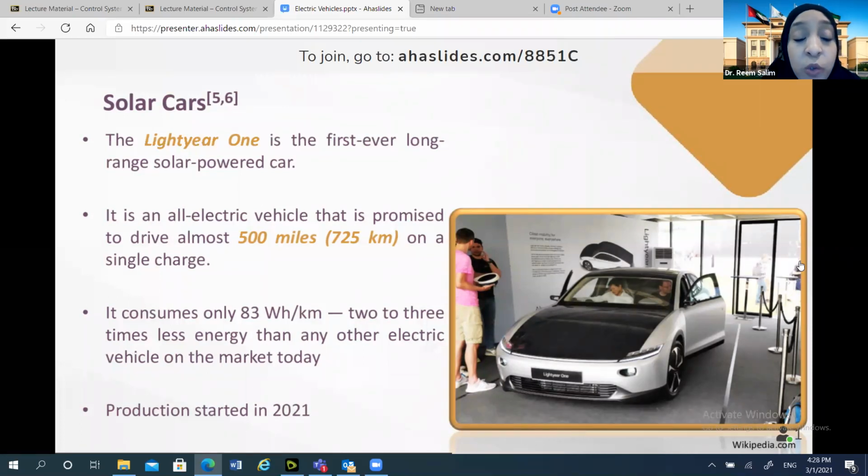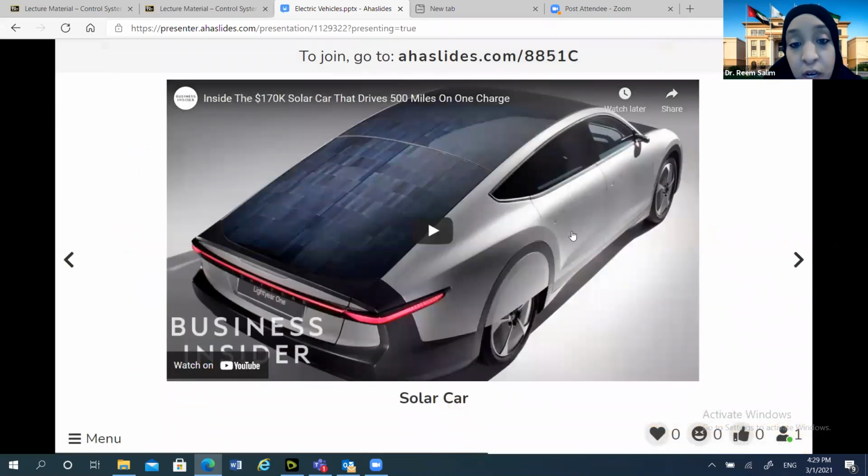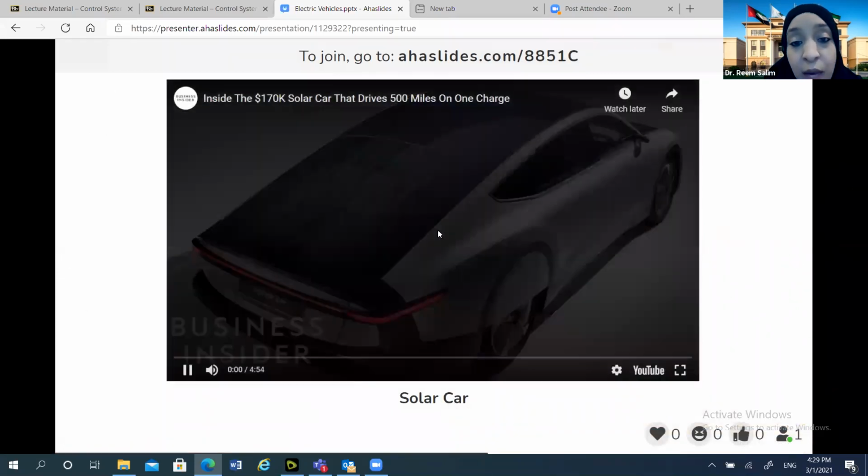This car is also promised to drive up to 500 miles on a full charge, which is a substantial distance. So 725 kilometers, which is better than what the Tesla provides. It also consumes only around 83 watt hours per kilometer, which is very low compared to other electric vehicles on the market today. Production just started, and this car costs around $170,000. However, I'm going to leave you with a video to show you this car, and you will get to appreciate it.